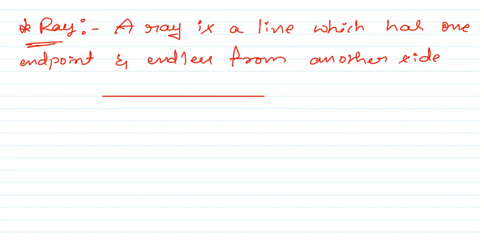So this is the beginning point or starting point. It is having one end, but on another side it is having an arrow mark. In the sense, it is continuously moving on one part, but the other part has an ending.